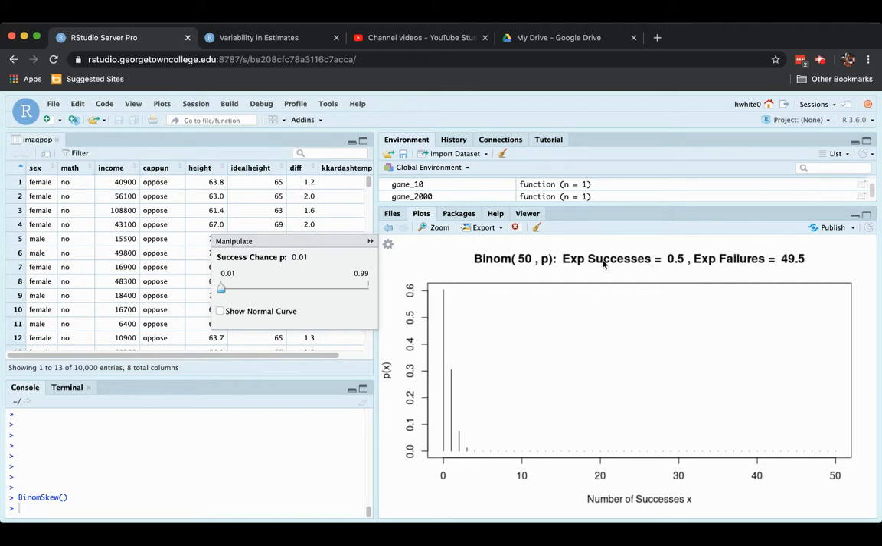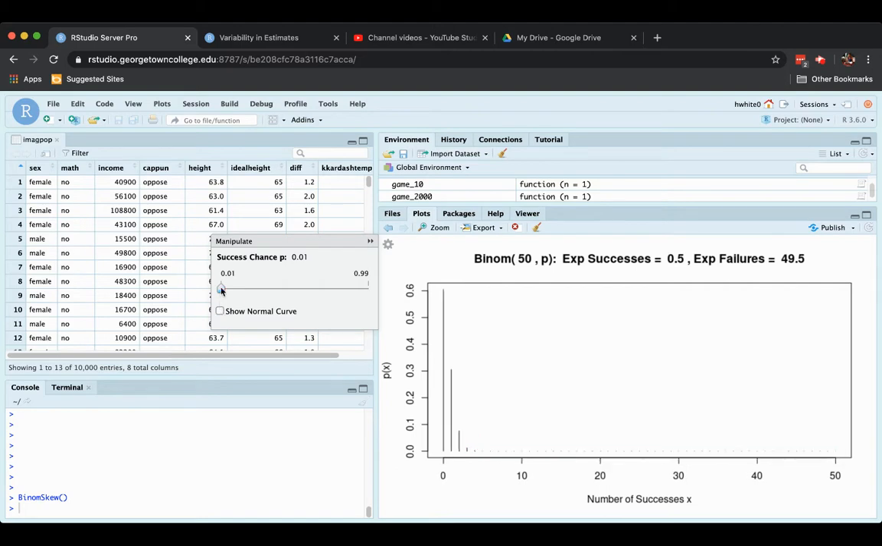The expected number of failures is N times 1 minus P. That would be 50 times 0.99, and that turns out to be 49.5. So you expect a lot of failures, but you expect very few successes. When that happens, you'll find that the distribution for your binomial random variable is skewed off to the right by a good amount. You can see that big, long tail of very low probability outcomes here. If you compare this to a normal curve that has the same expected value and standard deviation as this binomial random variable, you see there's quite a big difference.